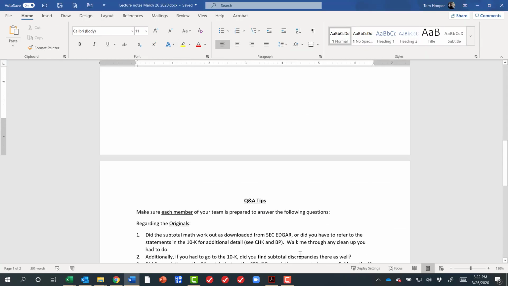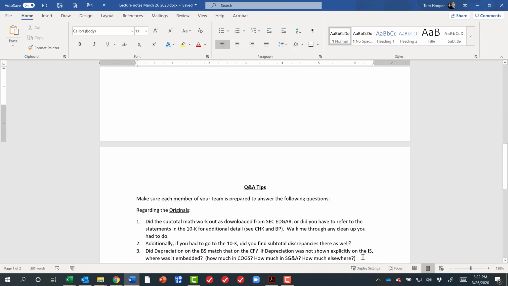Another thing I might ask you is, if you did have to go to the 10K to look up any discrepancies, did they even add up there? In my Chesapeake example, they did, but I think in other examples, perhaps it was BP, you guys should check. I'm not even sure it added up on the published statements.